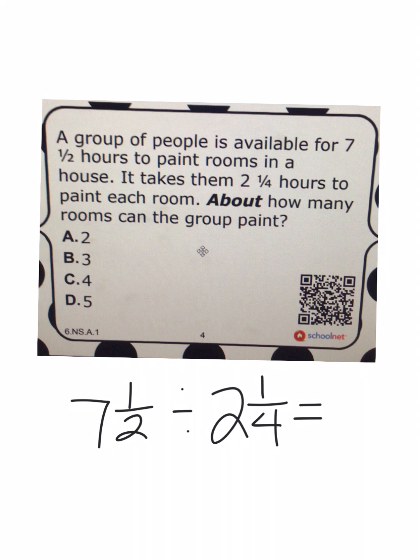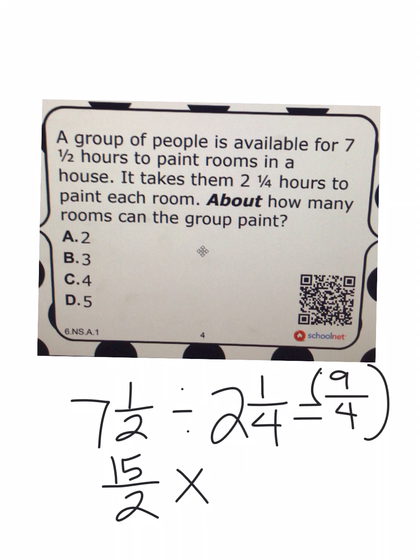So let's go ahead and convert. 2 times 7 plus 1 is 15/2. And then I'm going to first of all figure out what the mixed number is as an improper fraction. That would be 9/4, and I got that from 2 times 4 plus 1. That's 9, 9/4. I'm going to flip that and make it 4/9.